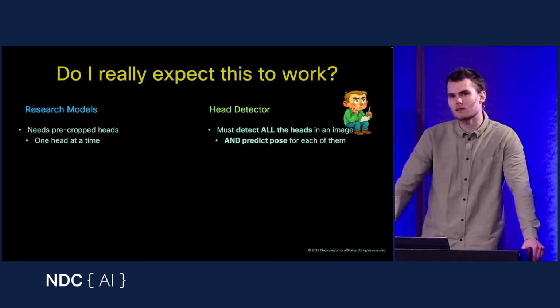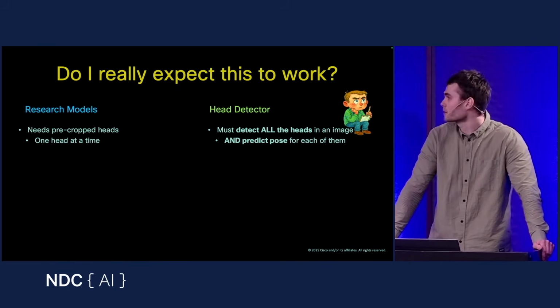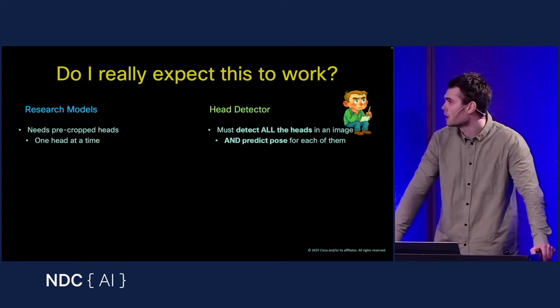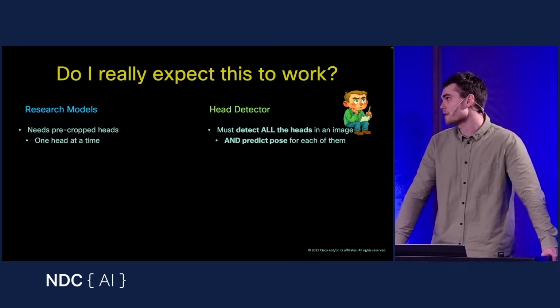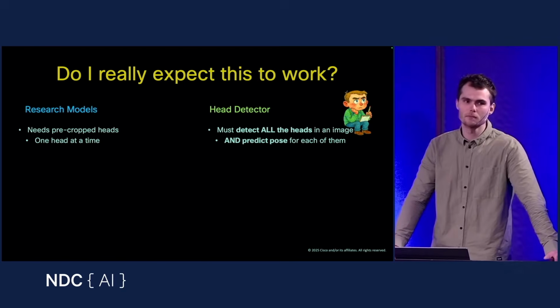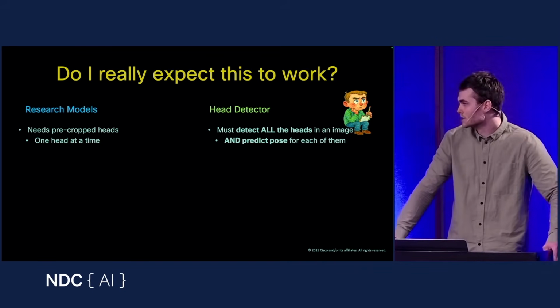We've already found that we have some research models that can pull this off to a pretty good degree, that is, predicting the full 3D rotation of a head. But these models need pre-cropped heads, and they process one head at a time. They don't have to deal with bananas or chairs or tables. They only see heads. And they process them one at a time.